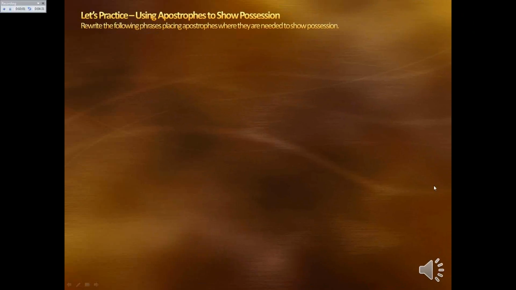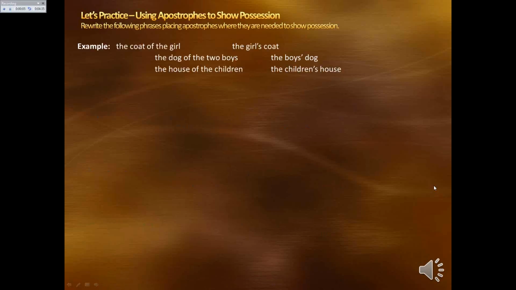So we're going to practice now using apostrophes to show possession. I want you to actually rewrite these little phrases and place apostrophes where they're needed to show possession. Our example says, the coat of the girl, and we rewrite that to the girl's coat. Remember again, this word does not end in S, and therefore we have to add the apostrophe and the S. The dog of the two boys. Remember, this word actually ends in S, and therefore we just have the apostrophe.